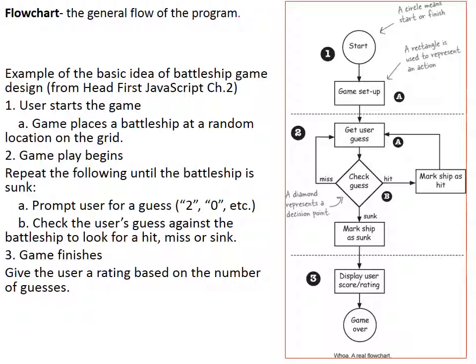This example is the basic idea of the battleship game design from Head First JavaScript Chapter 2. Step 1. User starts the game. Game places a battleship at a random location on the grid. Step 2. Gameplay begins. Repeat the following until the battleship is sunk. A. Prompt user for a guess, 2, 0, etc. B. Check the user's guess against the battleship to look for a hit, miss, or sink. Step 3. Game finishes. Give the user a rating based on the number of guesses.